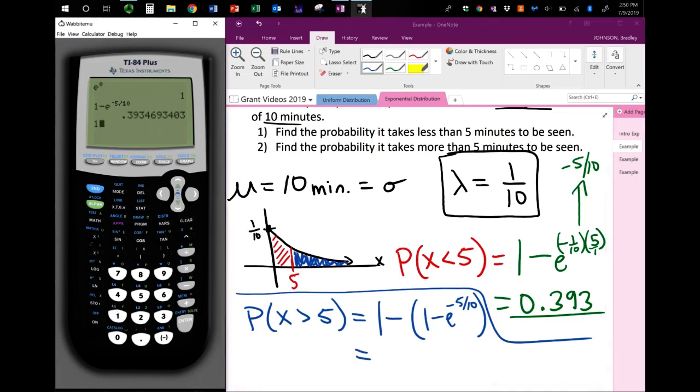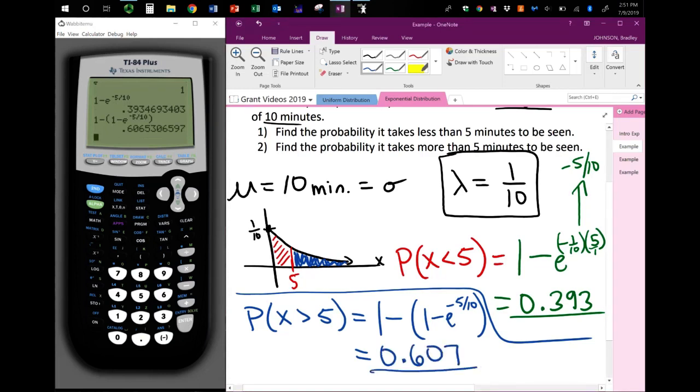So let me show that. 1 minus, now I'm using parentheses to subtract everything that you just did. 1 minus e to the negative 5/10, and then arrow over, close the parentheses. You get, to 3 decimal places, 0.067, where the 6, 0 would round up to 7.